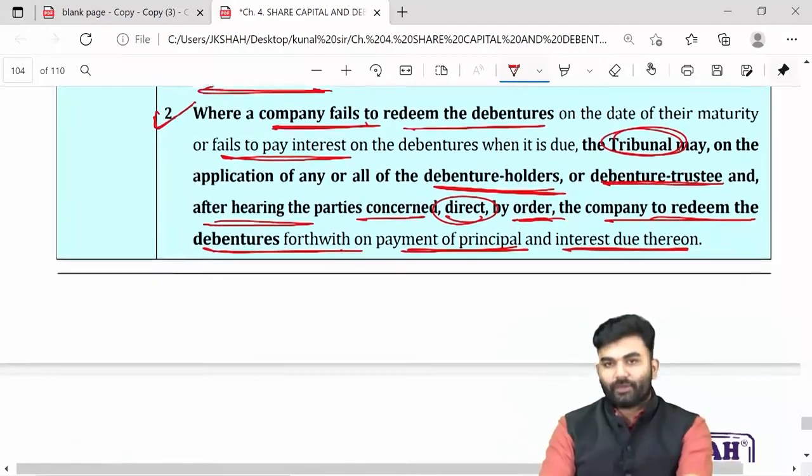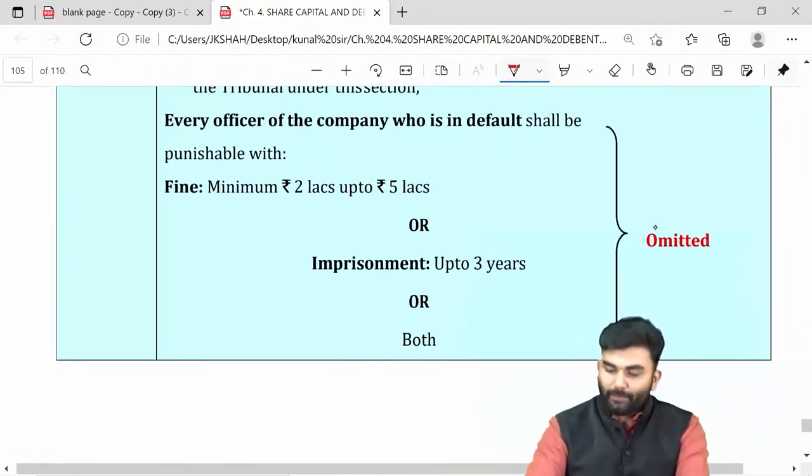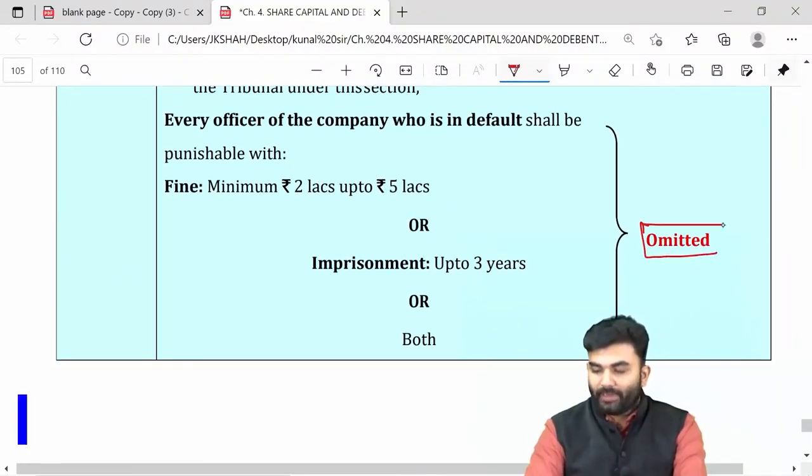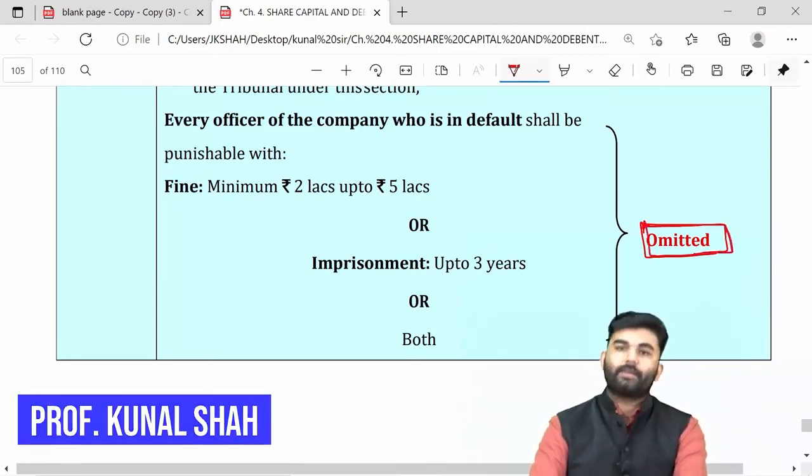However, if the directions of the tribunal are not followed, then yes, there used to be a penalty, but that penalty is now omitted.